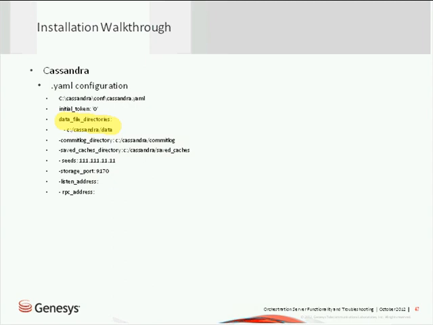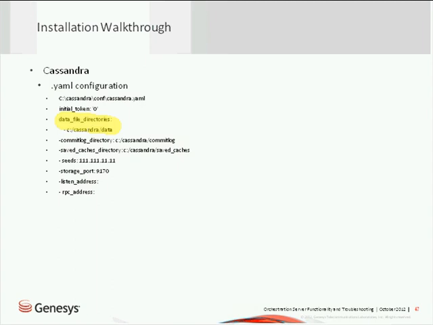Storage port. This one you don't necessarily have to change, but the default is 7000, and I guess that could be a default Genesys application port. So just be careful if you've got anything running on 7000. Change that. Listen address and RPC address, they come with localhost. You can just remove them for a single node installation.